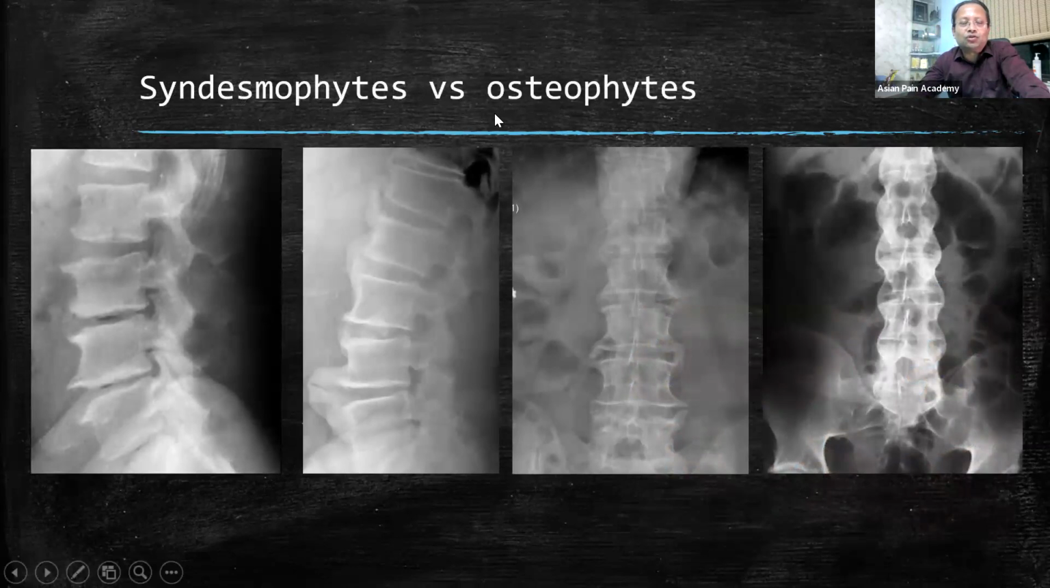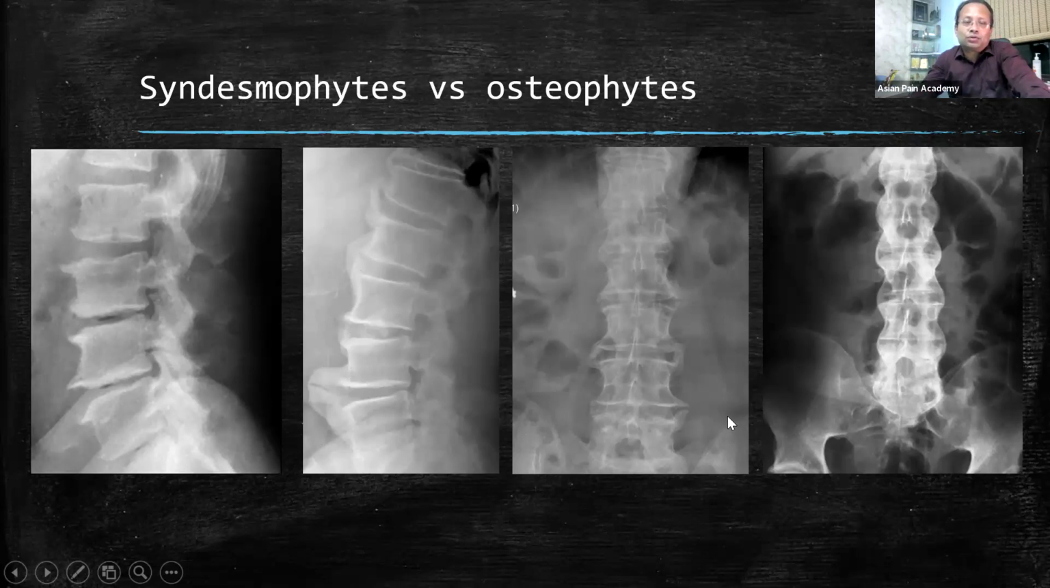Syndesmophyte versus osteophytes. Remember, I showed you the osteophytes. These are osteophytes, which are perpendicular projections from the bony ending. But here you see these are not perpendicular. These are going from one bone to another bone. So these are called syndesmophytes.